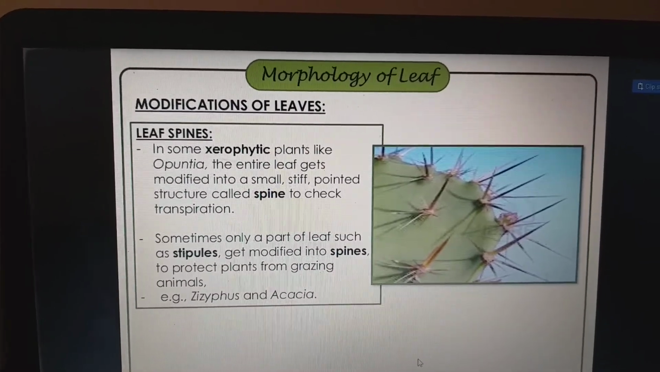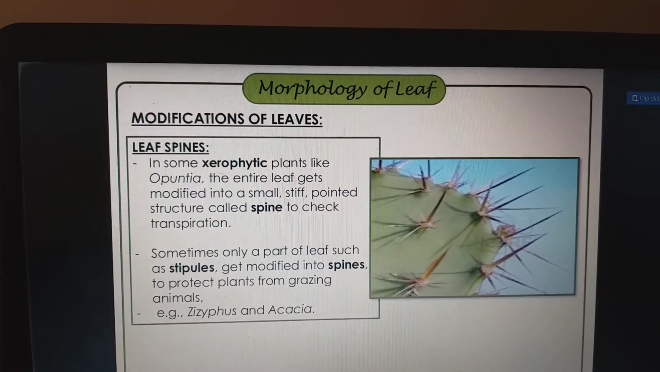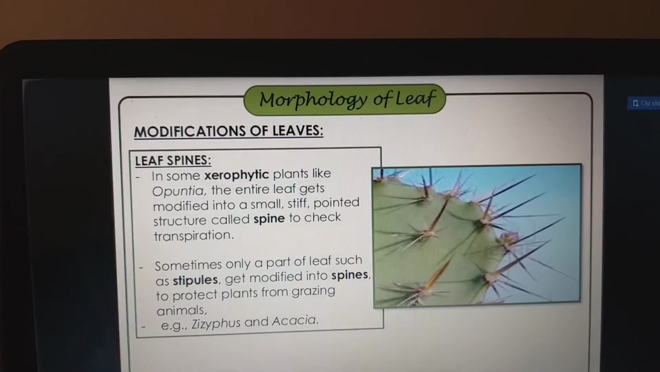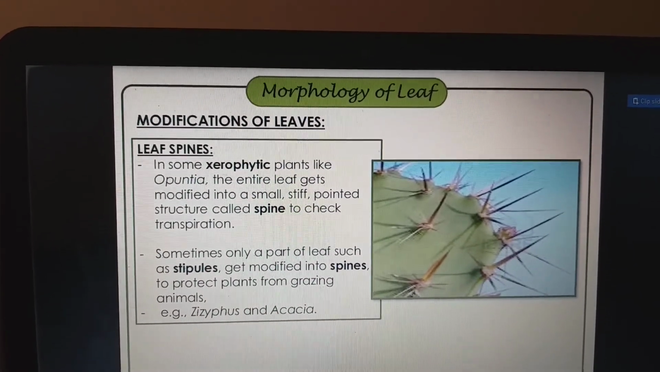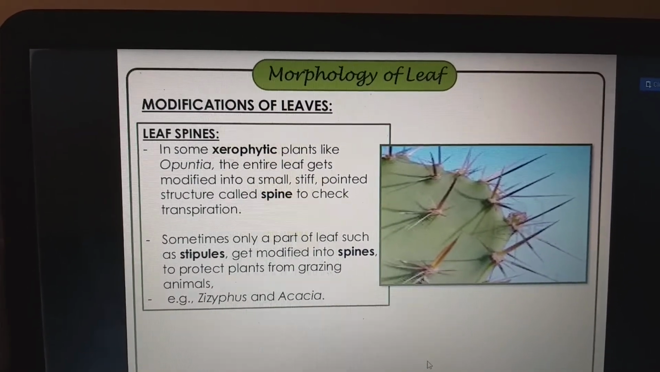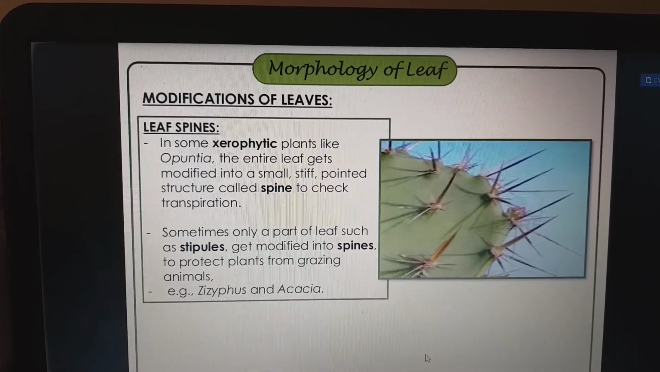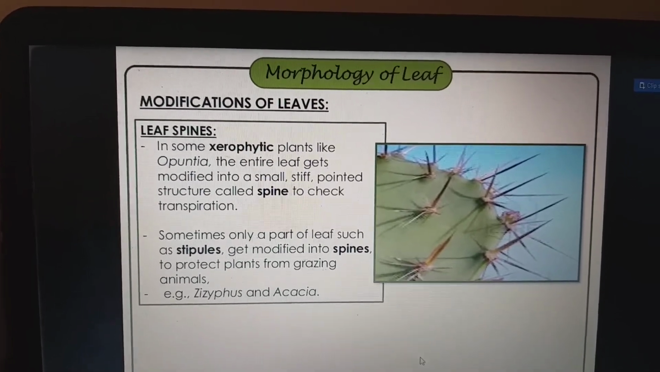Next, modifications of the leaf. Leaf spines. In some xerophytic plants like Opuntia, the entire leaf gets modified into a small stiff pointed structure, which we call a spine, to check transpiration. Sometimes only a part of the leaf, such as stipules, gets modified into a spine to protect the plant from grazing animals. So for example, ziziphus and acacia.